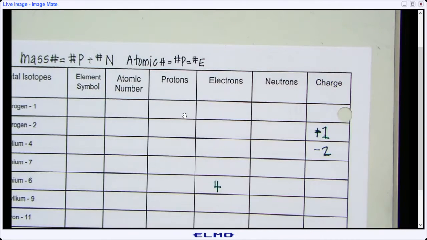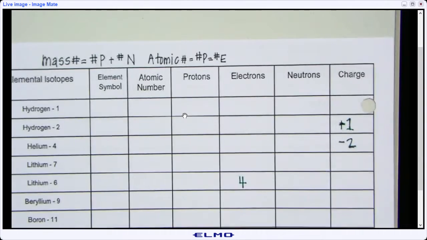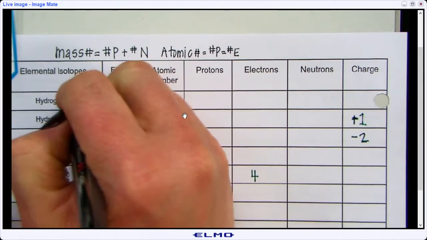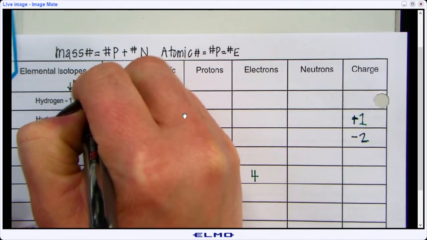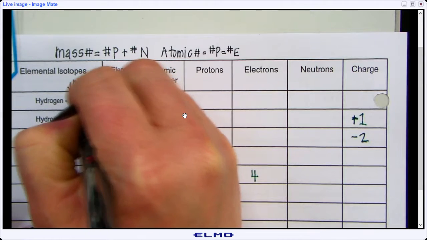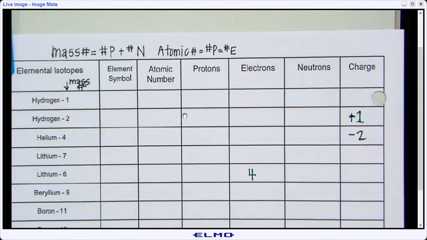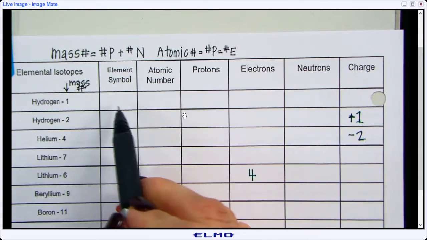in a little bit, but we're going to need to go over some things first before we do that. So just as a reminder from your notes the other day, you know that this is the mass number. So all the numbers after the elements are the mass number. So let's go ahead and start with hydrogen.